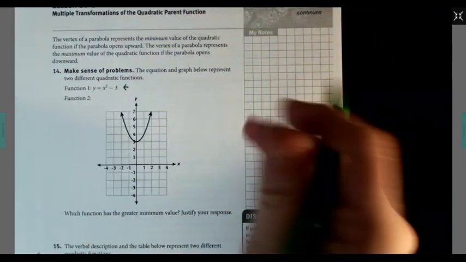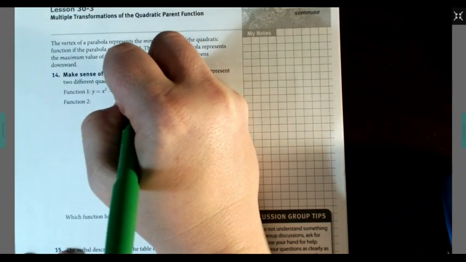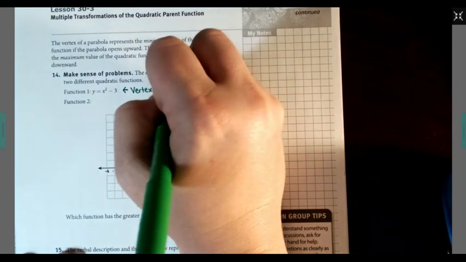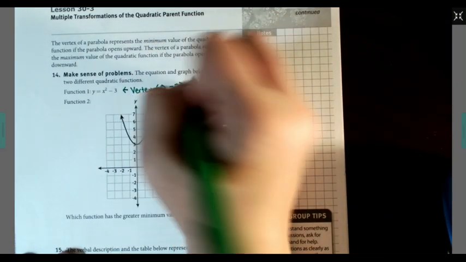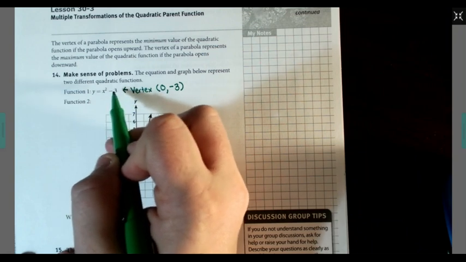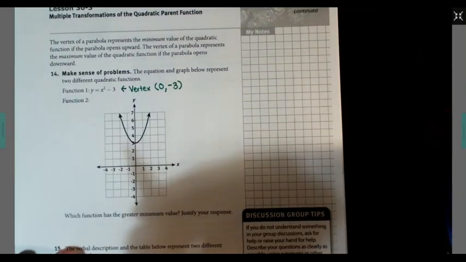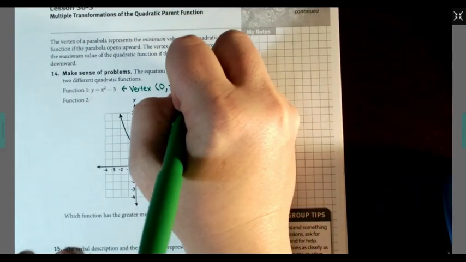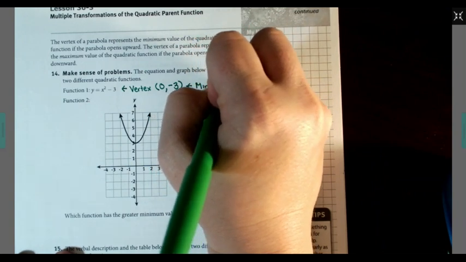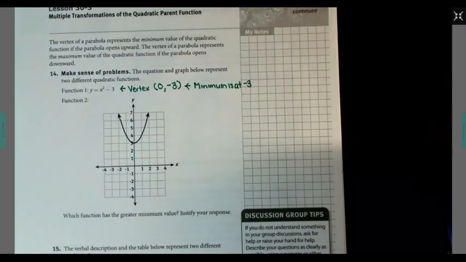The minimum value says x squared minus 3. That means that we know the vertex is at 0, negative 3, because there's nothing in the parentheses, and we have this minus 3. So that means that the minimum is at negative 3.